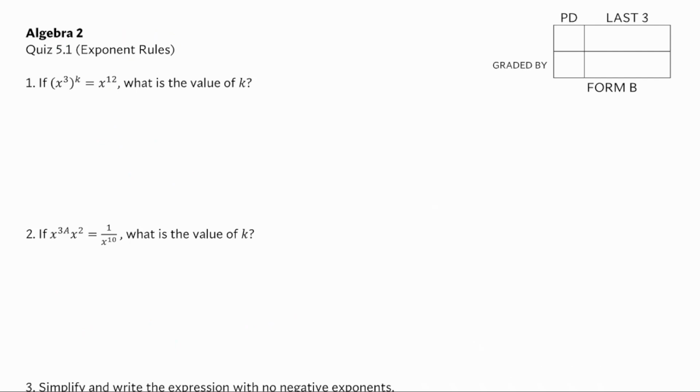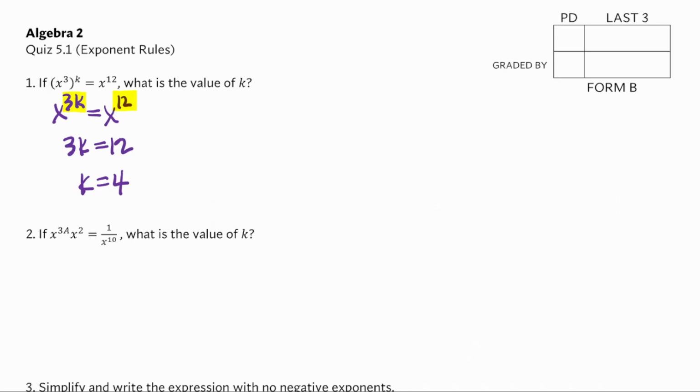Alright, Form B, let's go. So I'm going to go a little faster through these, I think. So x to the 3 to the k power, that's where we would multiply 3 and k. So x to the 3 times k equals x to the 12. That would mean that 3k needs to equal 12, and k would be equal to 4, right? Because if two exponential expressions have the same base and they're equal, then they have to have the same exponents.